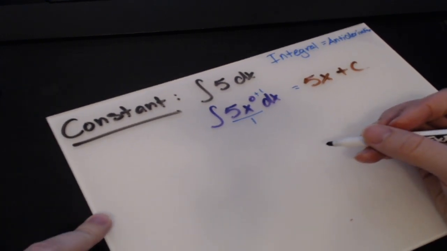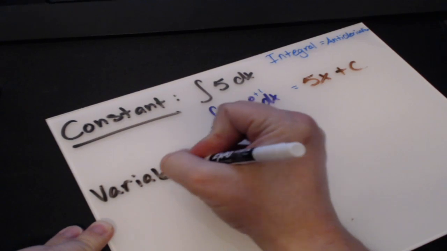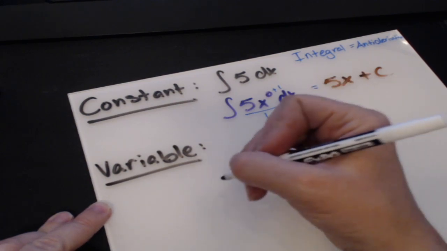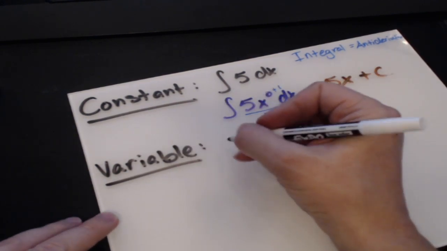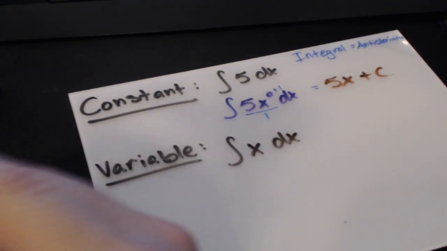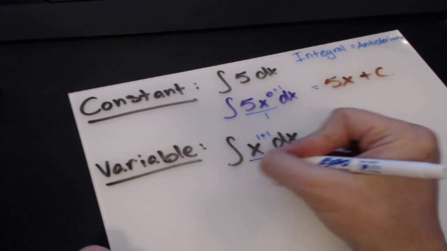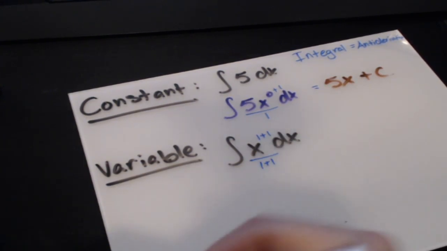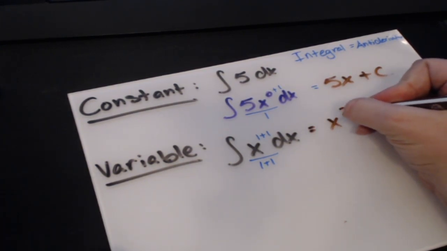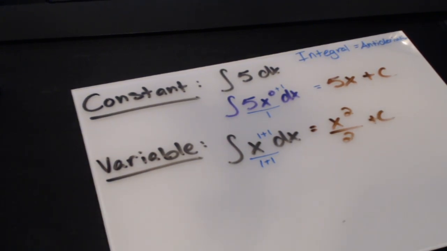As we move forward, now we'll talk about the variable rule. With the variable rule, this is very similar to what we just did. We saw it in the previous example when I said, let's look at a basic one. So if you just had the integral of x dx, you have to remember the x power here is 1. So we add 1 to it, and we put it over 1 plus 1. So we end up with x squared over 2 plus c. Super simple. No reason to really overthink that.